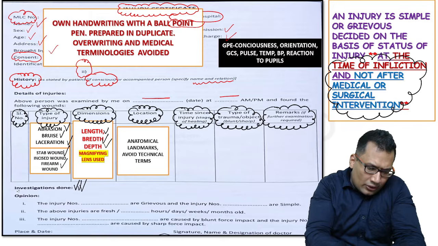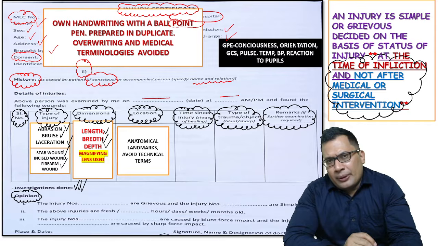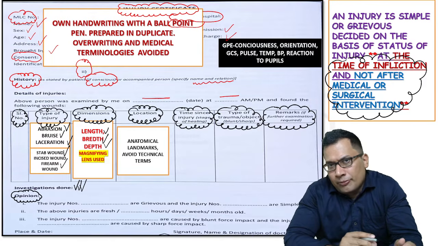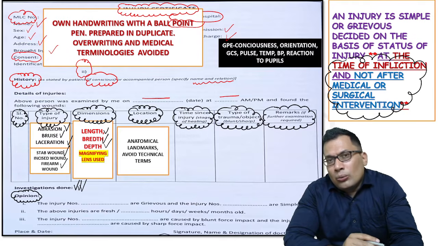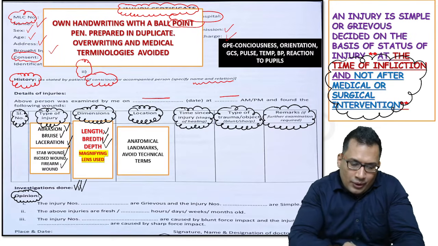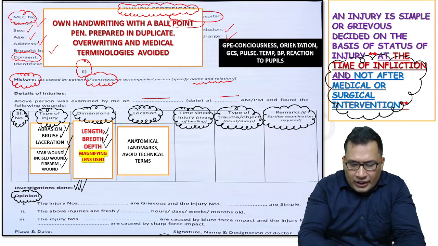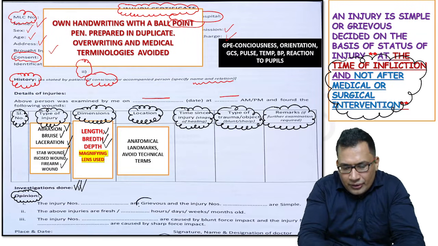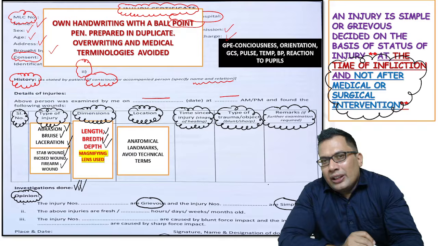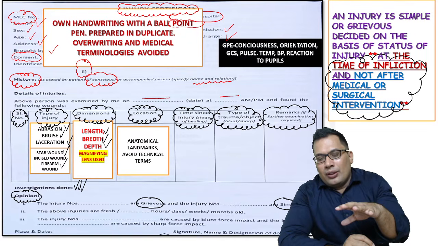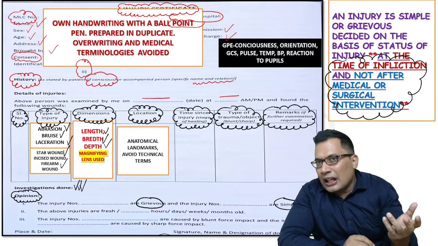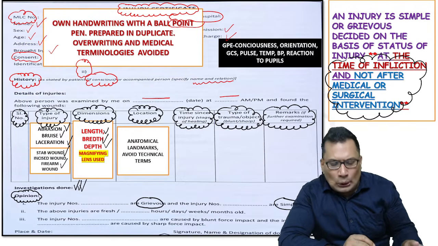Then finally the opinion. So this is the important component. In opinion, three things you must mention. Whether injury is simple or grievous, first point. Second thing, what is the age of the injury? Third thing, whether injuries are caused by blunt object or sharp force. So in the opinion column you can see here, injury number dash are grievous, dash are simple. Why? Because simple injury carries less punishment. Grievous injury carries more punishment according to Bharatiya Nyaya Samhita or Indian Penal Code.